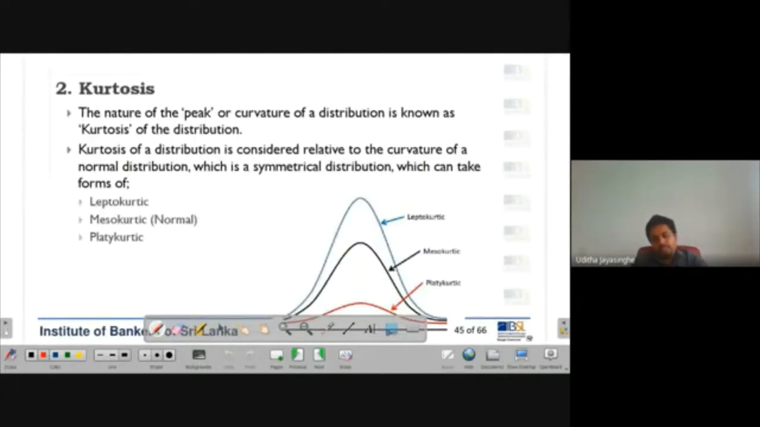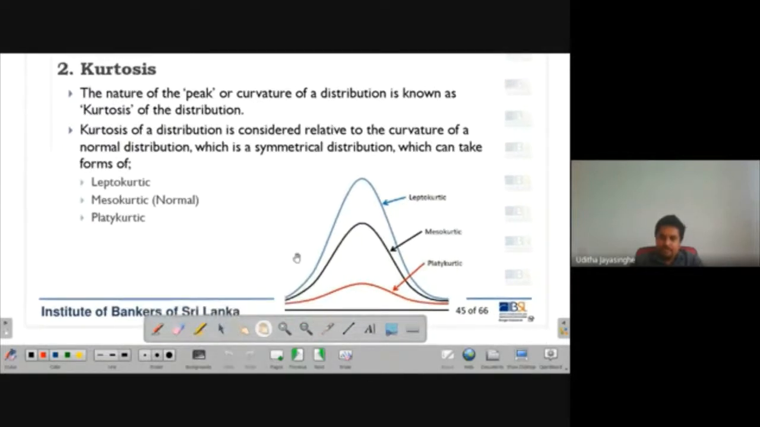And now we are going into the second area, the nature of the dispersion of this data set, where we are going to learn this word kurtosis. Kurtosis, that is how we spell it, kurtosis.